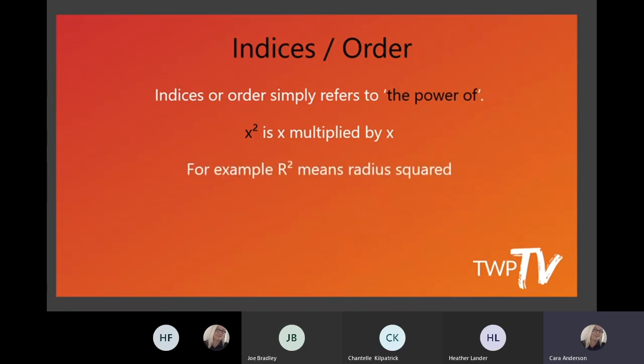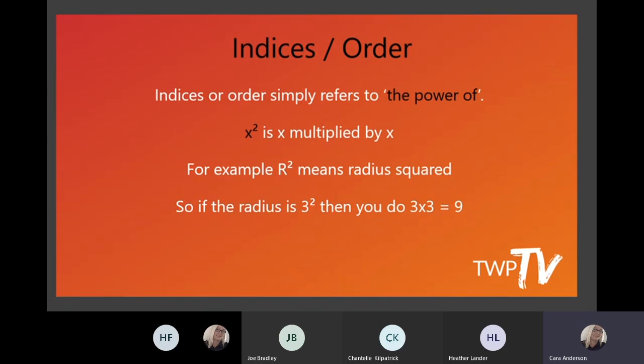An example that you'll see when we come on to volume in a minute, you may have heard of it before, is radius r. So r squared means radius squared. So if your radius was 3 squared, then you would do 3 times 3, which is 9. Please don't fall into the trap of doing 3 times 2, because you don't times it by 2, you do it to the power of what that number is. The number is 3, so you do it twice. You do 3 times 3.